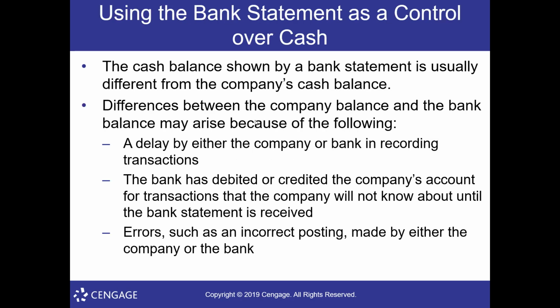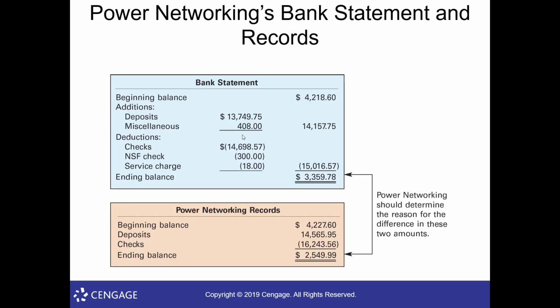The cash balance shown by the bank statement is usually different from the company's balance. Why are there differences? Could be a delay by either the company or the bank in recording a transaction, so it hasn't cleared, quote unquote, or the bank has debited or credited the company's account for a transaction. The company will not know that until they receive the bank statement, or there's an error, either made by the company or the bank. So what we're going to do is work on it.